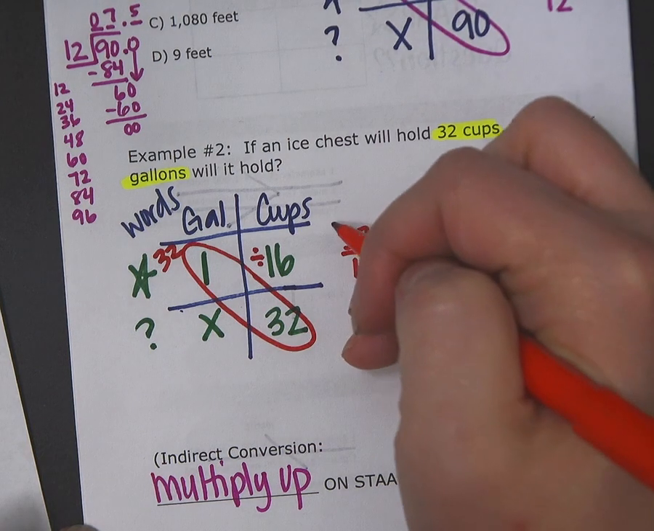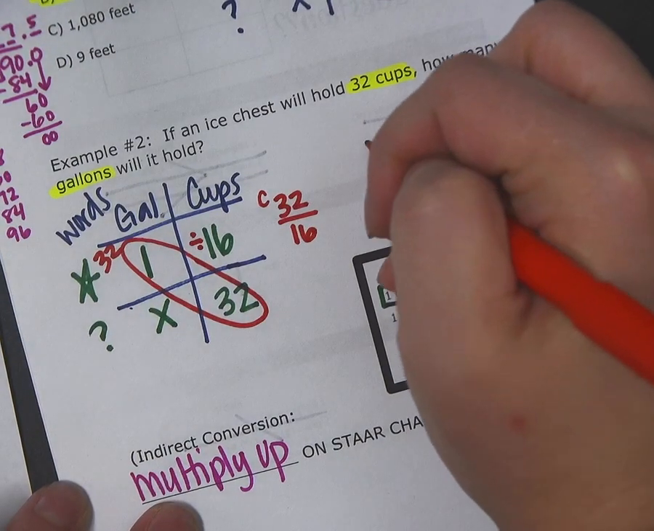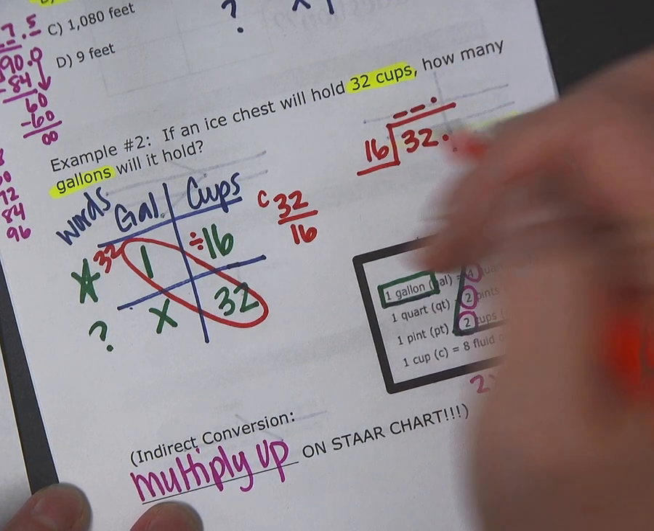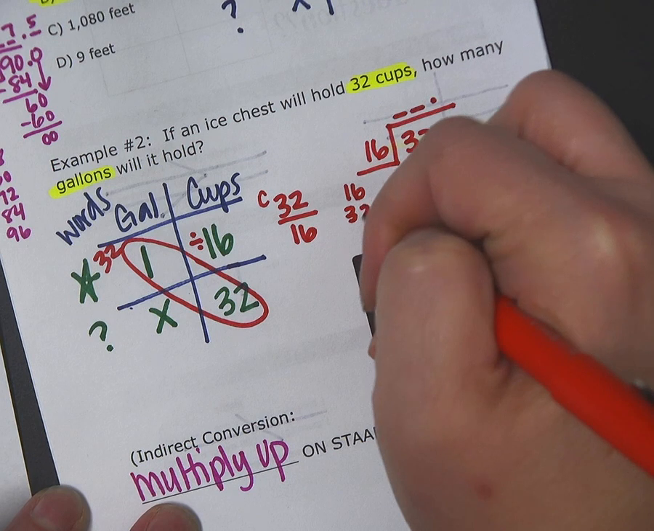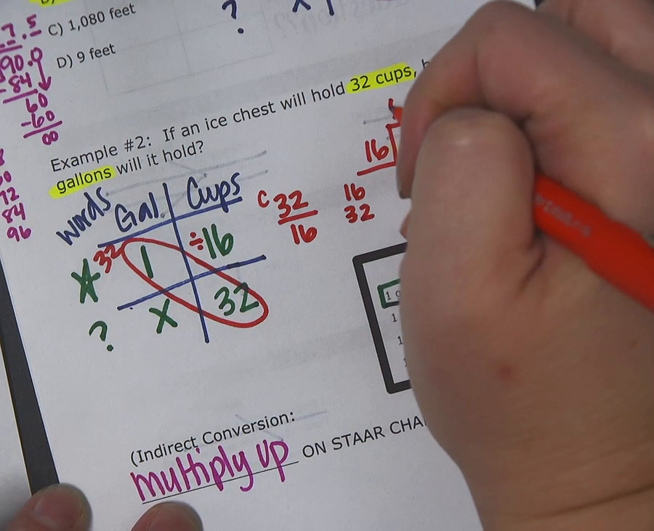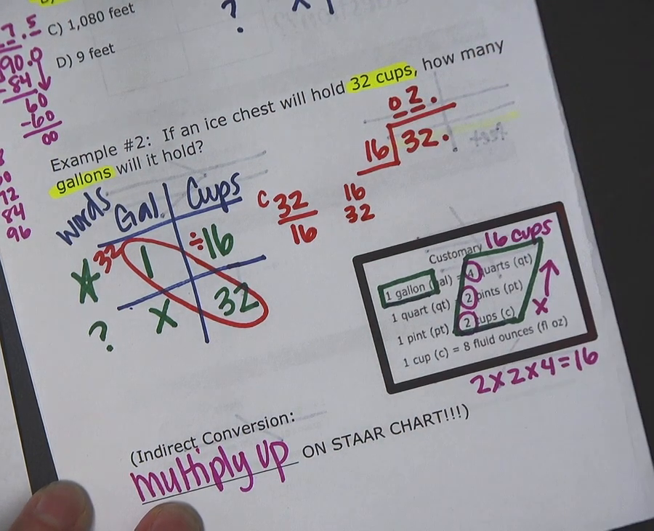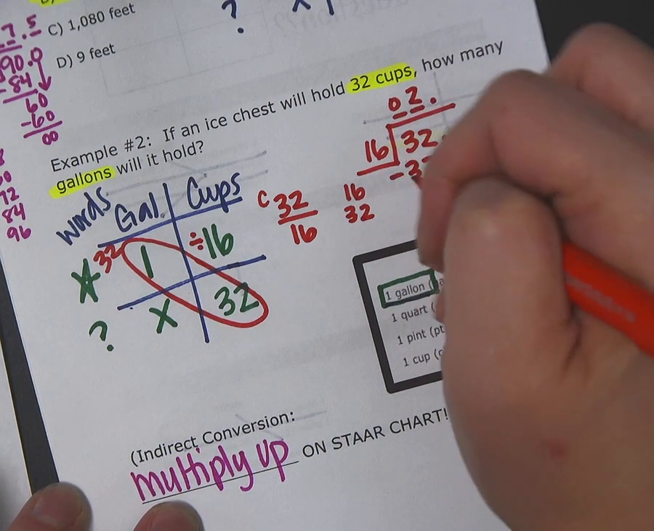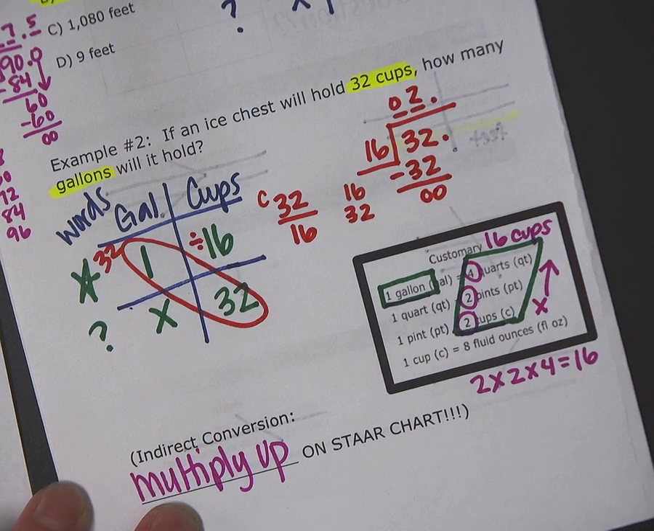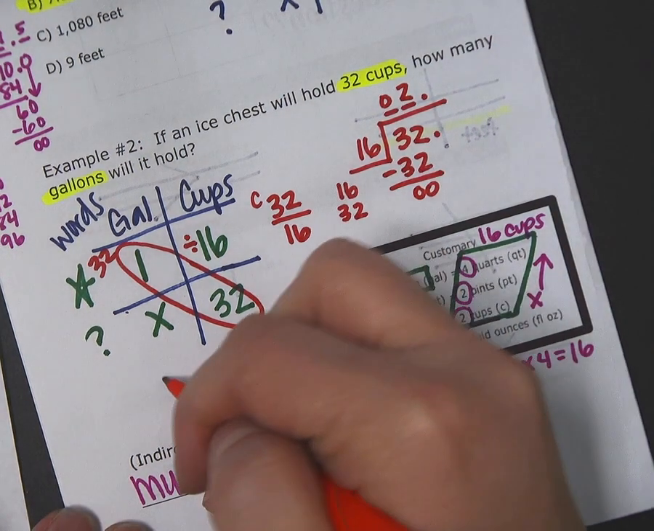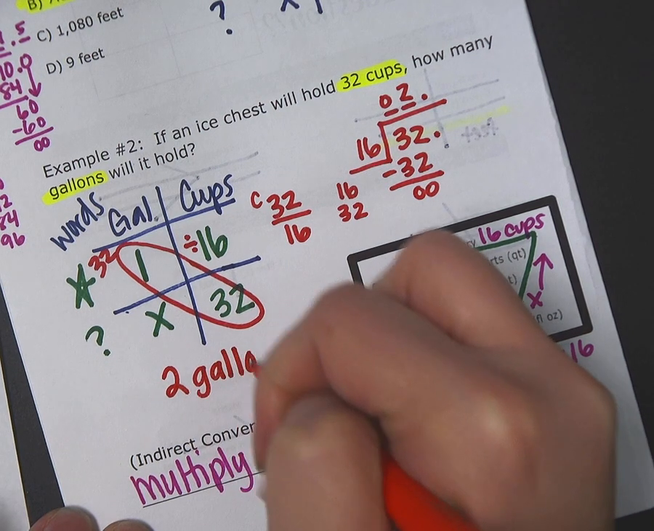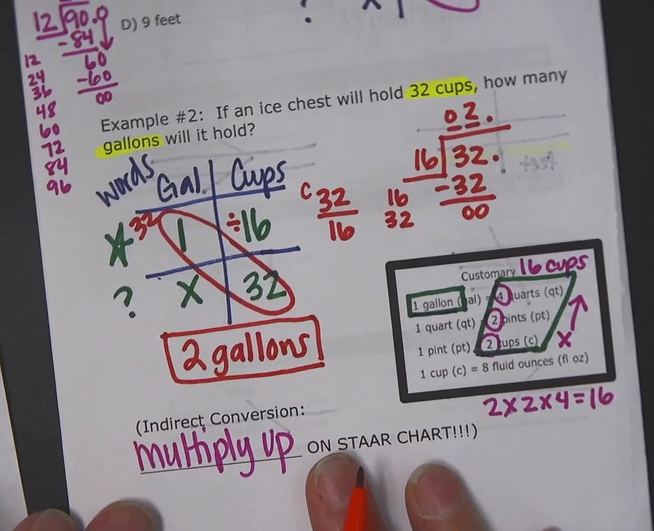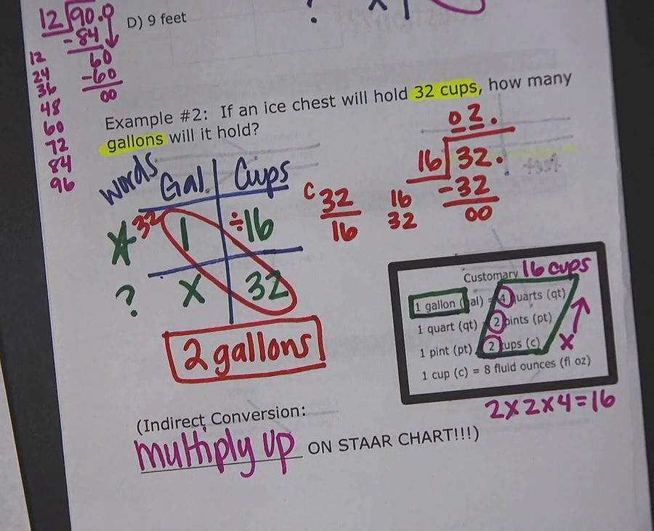Okay, my cowboy is 32. 16 is my horse. He stays outside. Boots and hats at the table. So I have 16, 32. 16 doesn't go into 3, but it goes into 32 2 times. 2 times 16 is exactly 32. And so my answer will be 2 gallons. Okay. And that is how we solve example number 2.